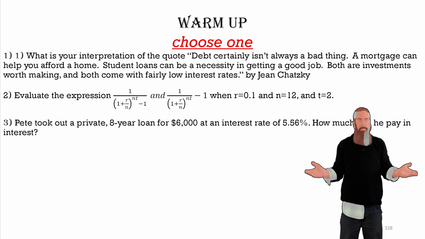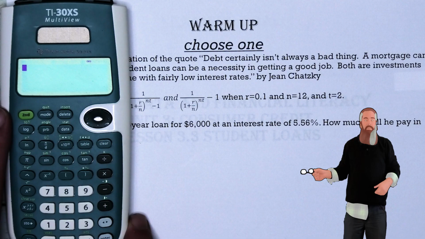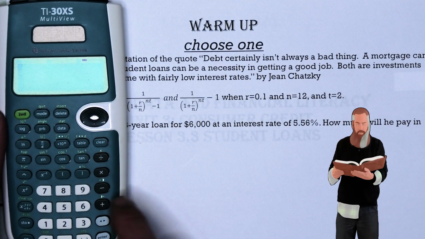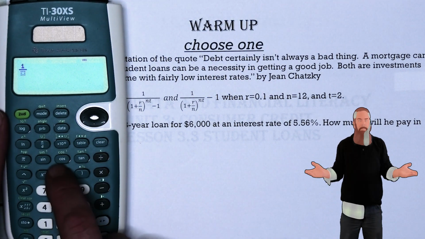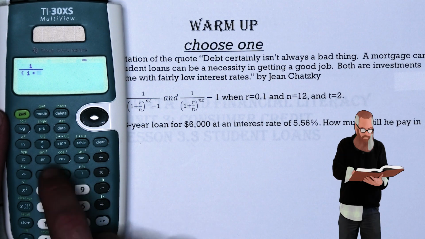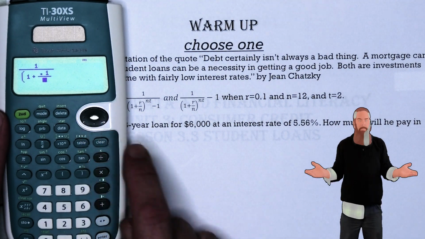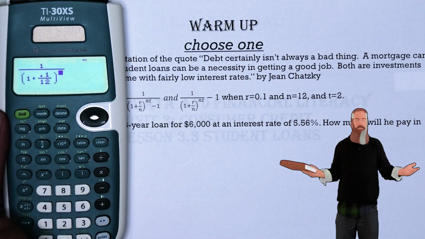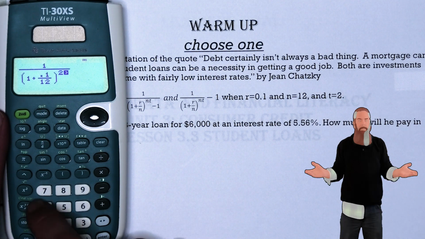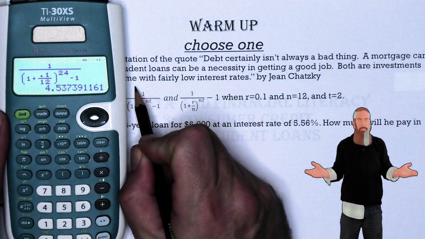Evaluate these expressions when R is 0.1, N is 12, and T is 2. To do this, I'm going to use my handy TI-30XS. I'm going to hit the fraction button with a 1 on top. Down arrow into the denominator, open the parentheses, 1 plus the fraction button. Now in the numerator, I'm going to put 0.1, and in the denominator, a 12. To the right, to close those parentheses, I'm going to hit the exponent. 12 times 2 is 24. Now I'm going to hit the right arrow to come out of the exponent, hit -1, and enter. This is going to give me approximately 4.5.